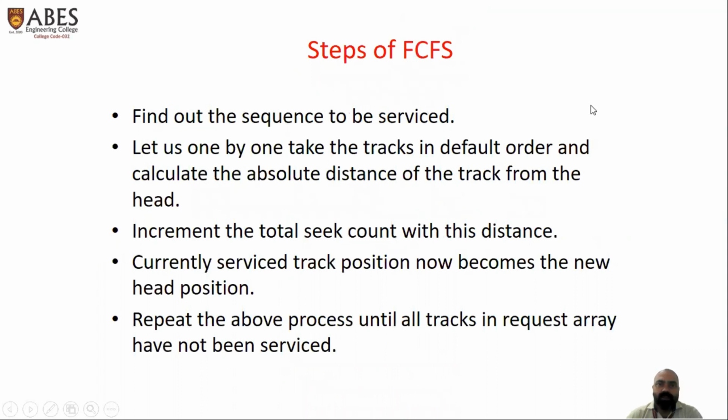First, here are the steps for the FCFS scheduling algorithm. Find out the sequence to be serviced. Take the tracks one by one in the default order and calculate the absolute distance of the track from the head. Then increment the total seek count with this distance, and the currently serviced track position becomes the new head position. Repeat this process until all tracks in the request array have been serviced.